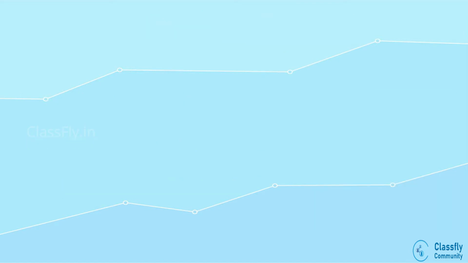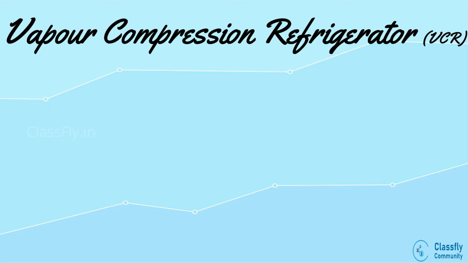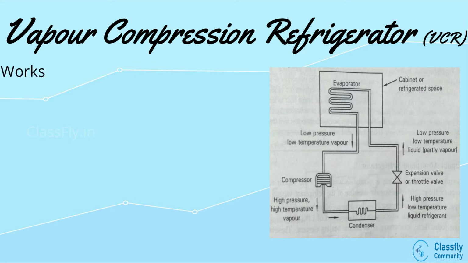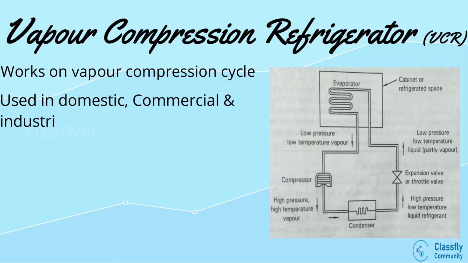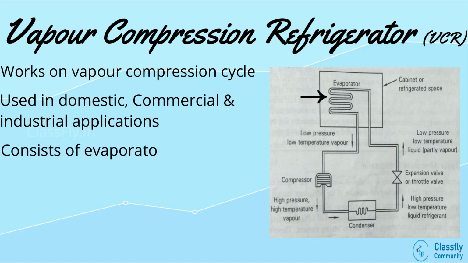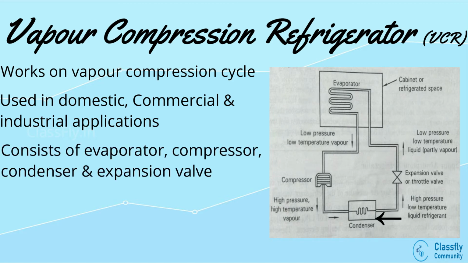Now, let us study the working of some of the types of refrigerators. First, the vapor compression refrigerator. Well, the vapor compression refrigerator works on the vapor compression cycle. This type of refrigeration system is used in domestic purpose as well as large commercial and industrial purpose. The basic components of the system include an evaporator, compressor, condenser and an expansion valve.